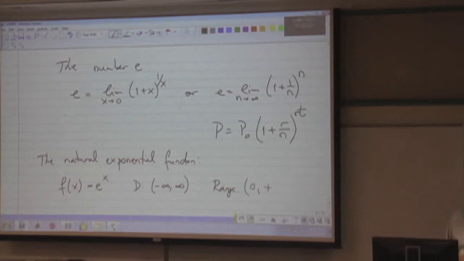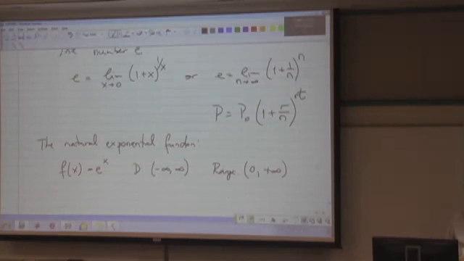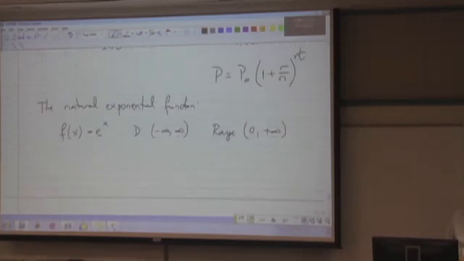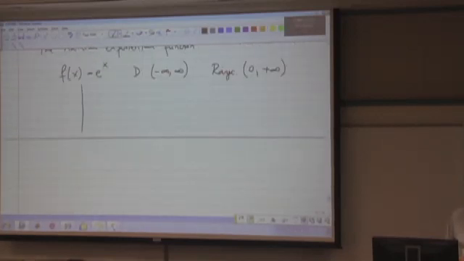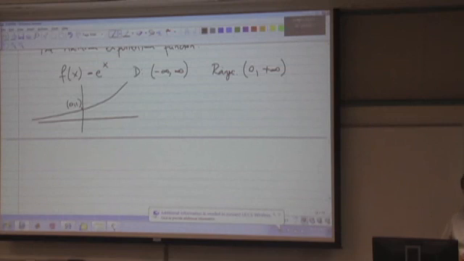0 to infinity. Right? If you take a positive number, raise it to any power, you can never get negative numbers. Right? Graphically speaking, the graph of e to the x will look like that. Right? Since e is bigger than 1. Does that make sense? Yes?